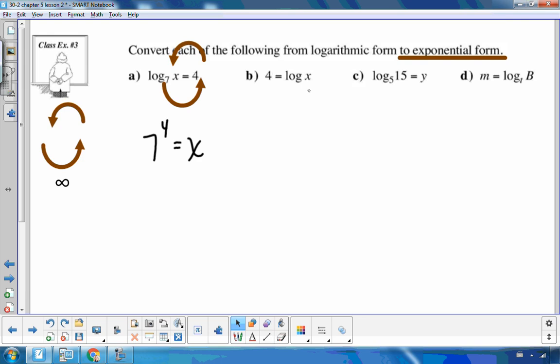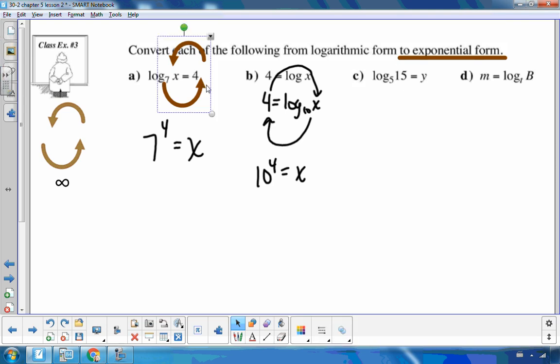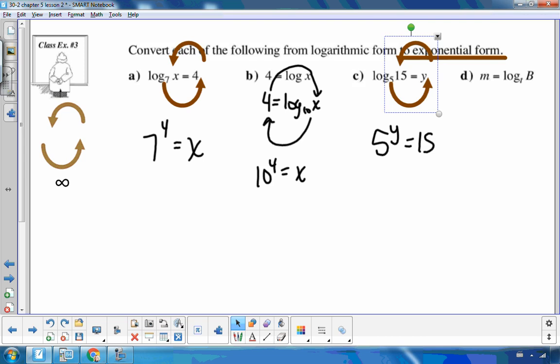Okay, so this one here doesn't have a base, so 4 equals log base 10 of x. Again, anytime you don't have a base, it's always an invisible base of 10. So looking at this one here, I can again use my circle of logs to go ahead and solve that. So I'm going to go 10 to the 4 is equal to x. So 10 exponent 4 equals x. Over here, using the circle of logs, because I have a base of 5, I'm going to do 5 to the exponent of y equals 15. That would be my equation.